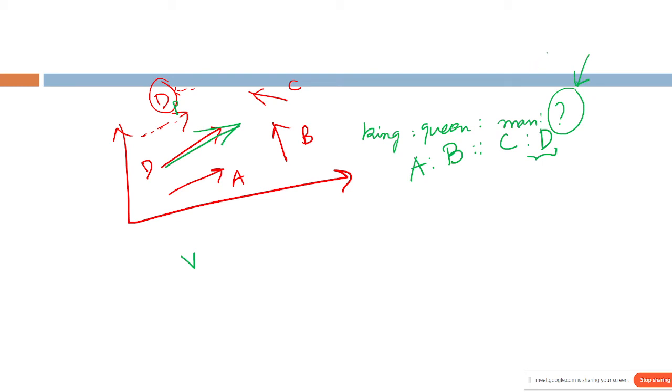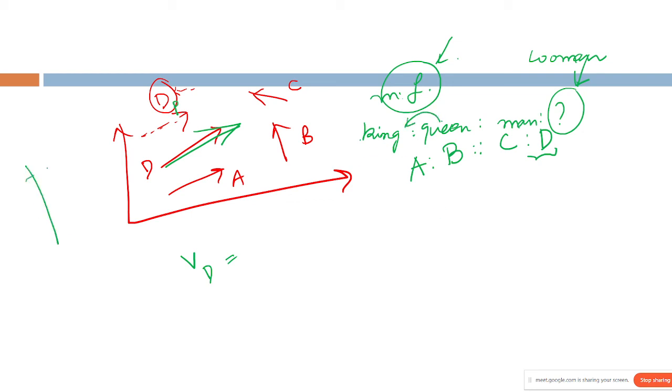What should come here? Woman. Exactly, woman. Why? Because we are referring to the male and the female relations here. Okay. So here, let's say now they are giving me this, how do I find it? I will find what the offset is here: queen minus king, how is it related? How is queen related to the king?